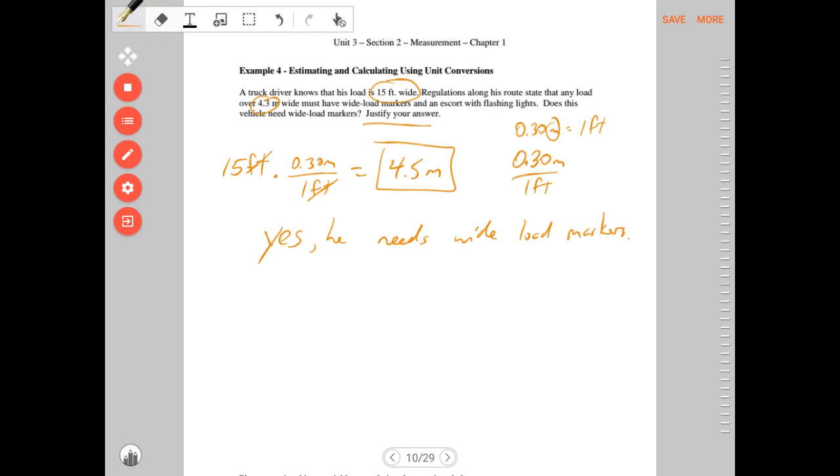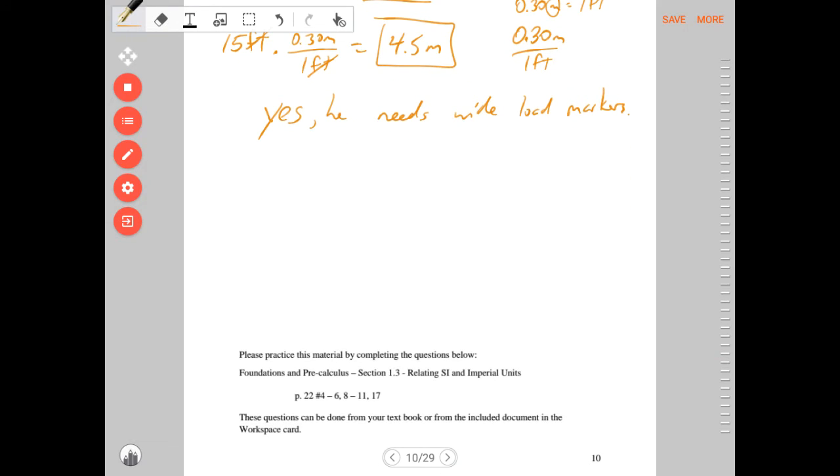Ta-da! That's the end of section 1.3. This is page 22 in your textbook. I want you to do those questions. Make sure you show your teacher when you're done so they can check your progress. Good luck, and we'll see you next part.